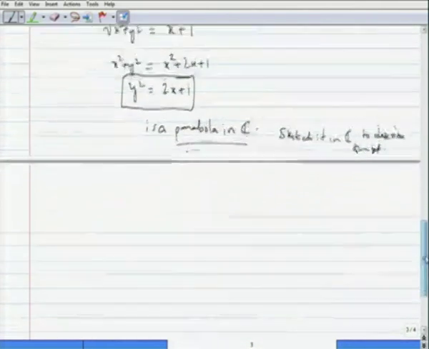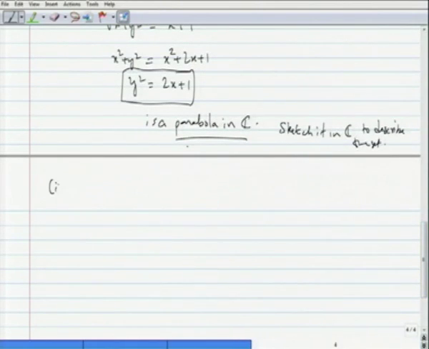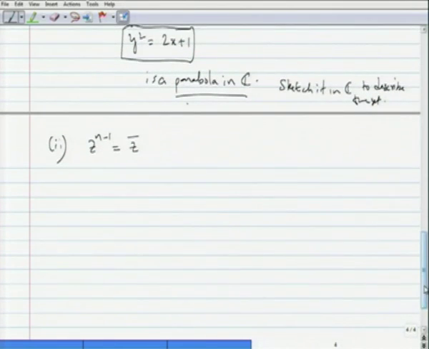Okay. So, the second set, z to the power n minus 1. If you look at the set of all z such that z to the power n minus 1 is z conjugate, what kind of points are in this set? Then you notice that we can multiply both sides with z. So, firstly, z equal to 0 is definitely a solution.